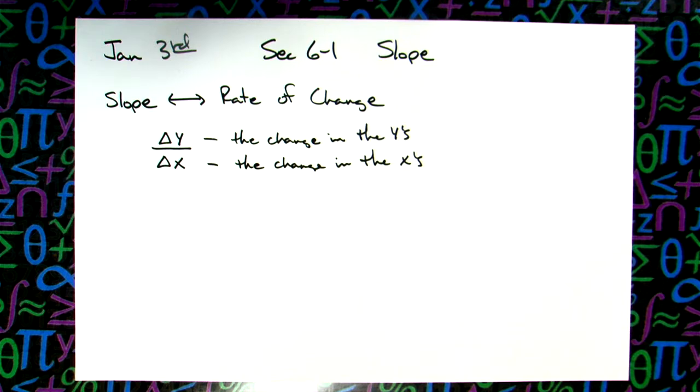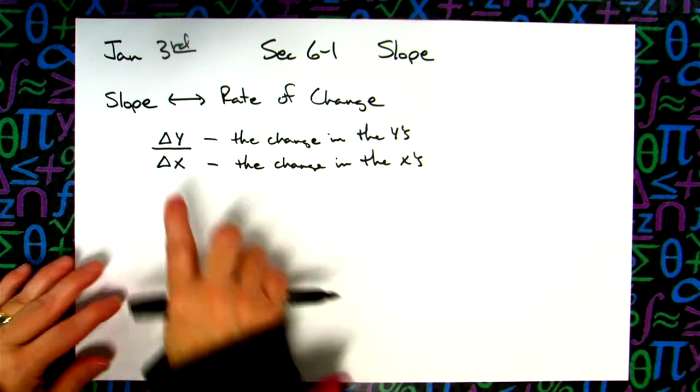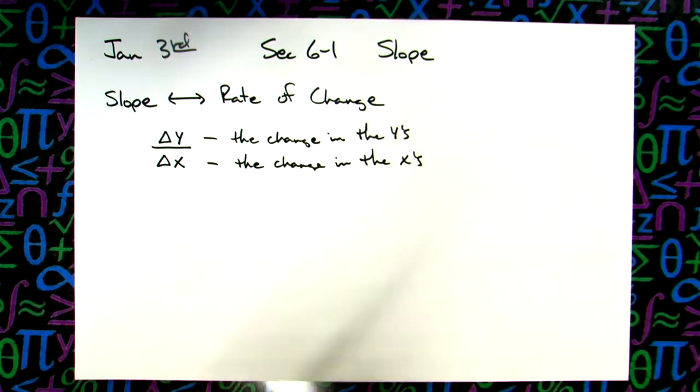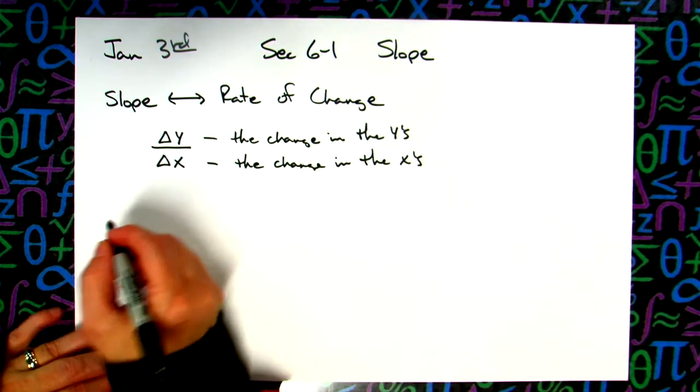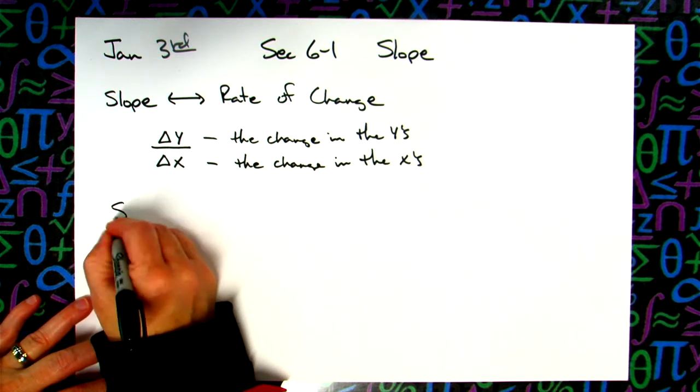And when we introduce the formula for it, which I'm hoping you already saw in middle school, we subtract the y's on the top, and then we subtract the x's on the bottom. Well, why are we subtracting them? Because that's giving us the change in those two values. When we subtract them, we find out how much they have changed. Since I talked about that, let's go ahead and write the slope formula down.